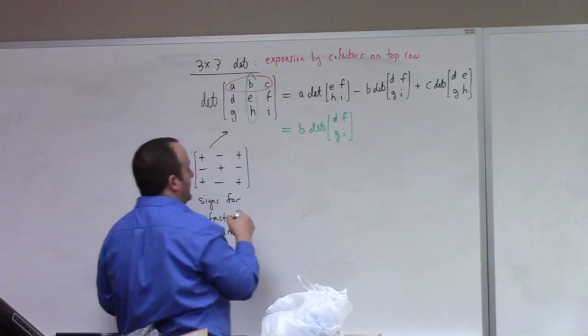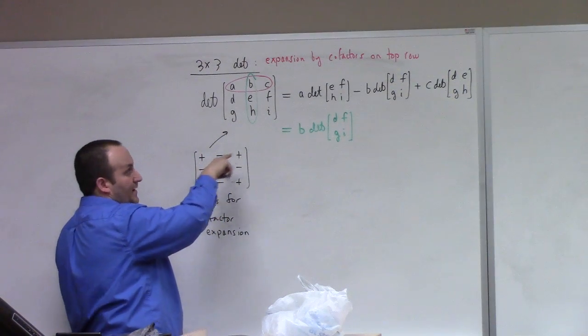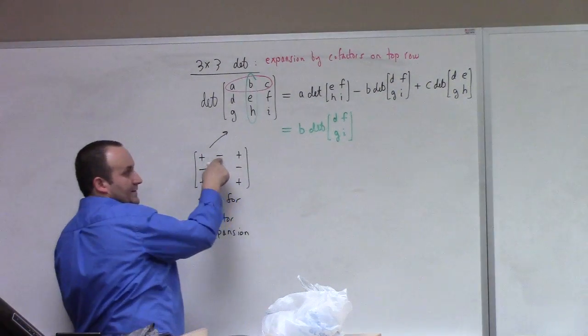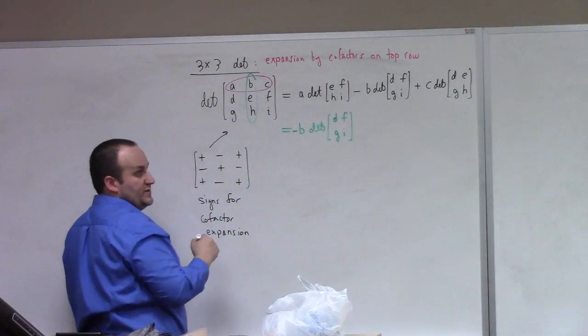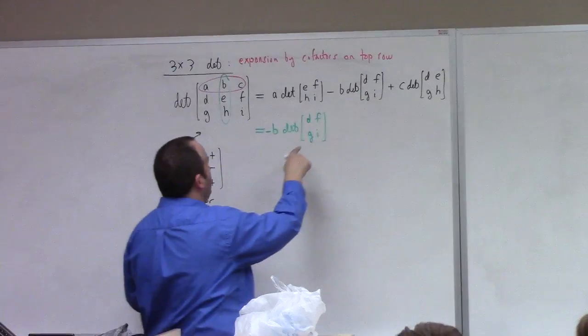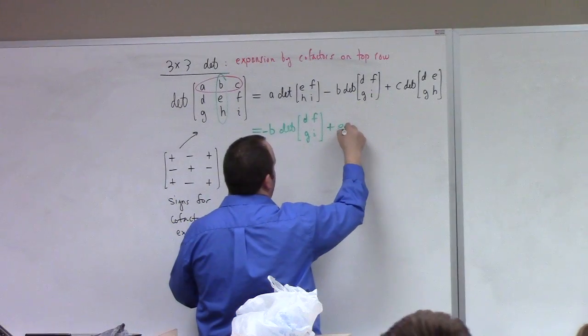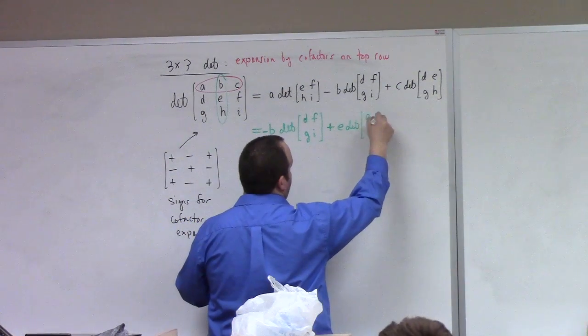And I am already wrong because I haven't followed my sign chart, right? I'm starting with B. It gets a minus, just like B up here got a minus. All right, and then plus E times the determinant of ACGI.